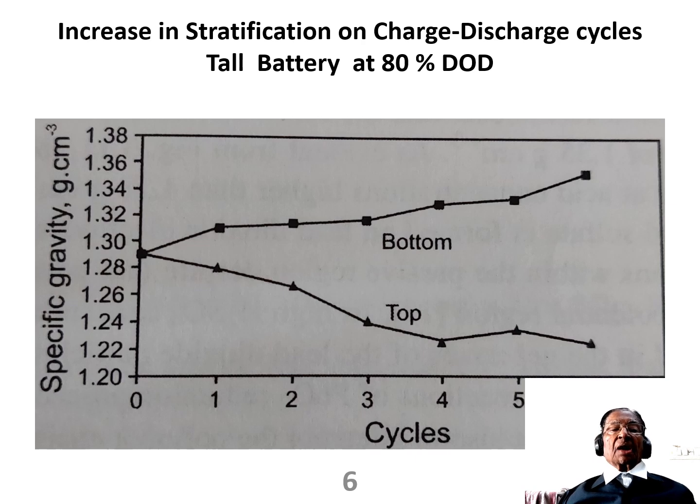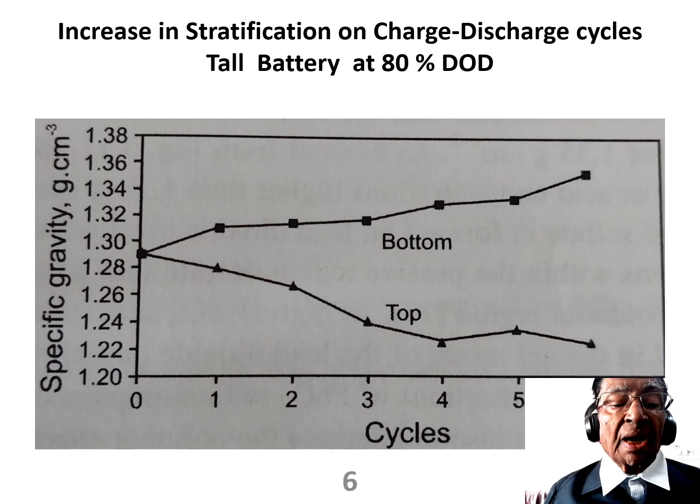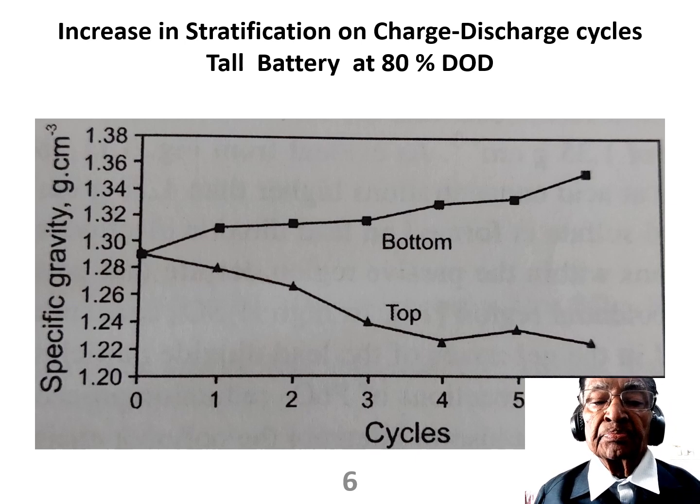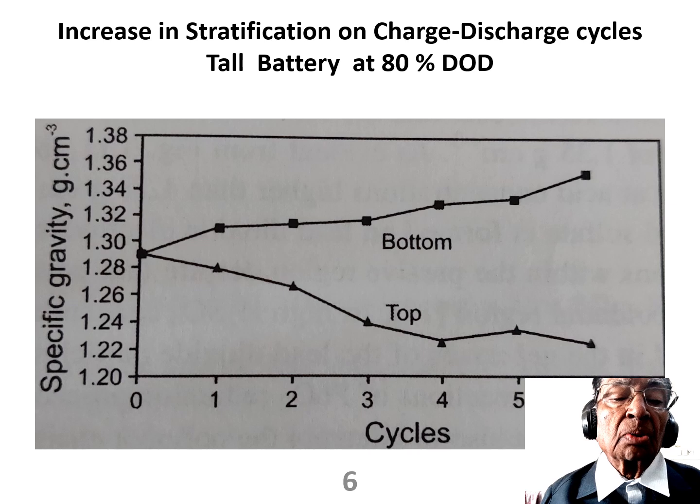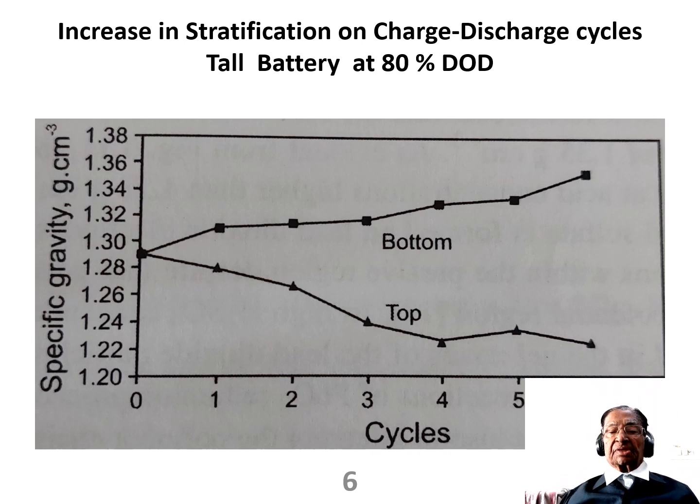Now you see the graph which shows the increase in stratification on charge discharge cycles of a tall battery at about 80% DOD, depth of discharge. As the cycle increases, the first cycle, second, third, fourth, and fifth cycle, the specific gravity, which was originally 1.29, for example, comes down to as low as 1.24 after the fifth cycle at the top of the cell. And at the bottom, there is a corresponding increase in gravity. From 1.29, it has gone up to 1.34, very high density. So this is what happens when you cycle the battery.